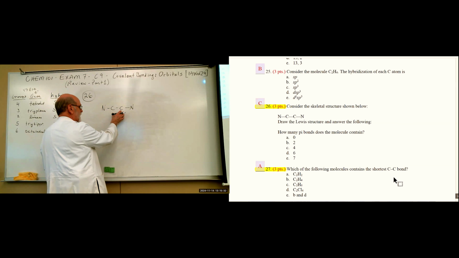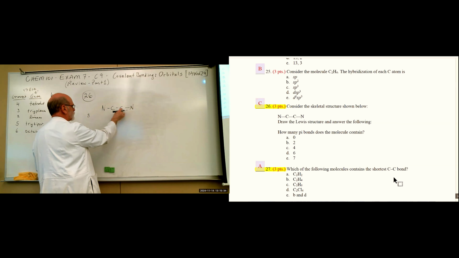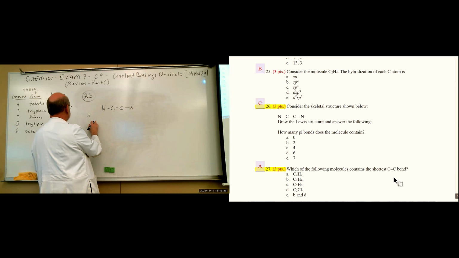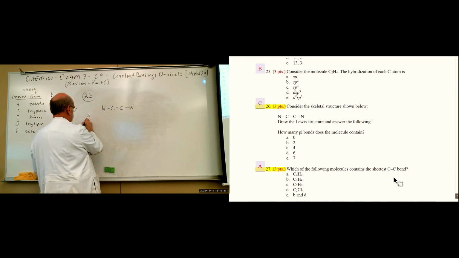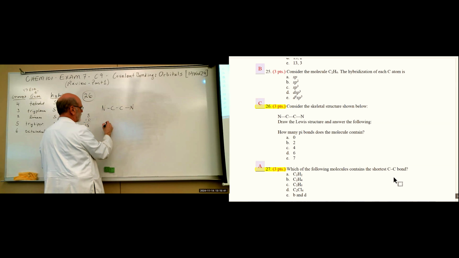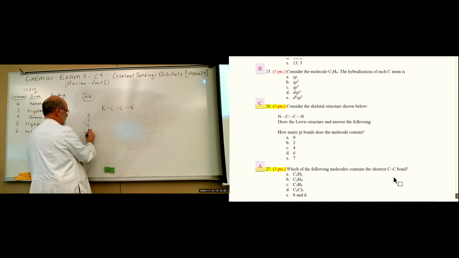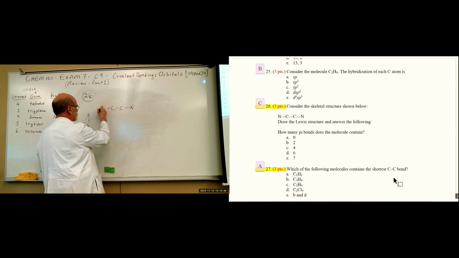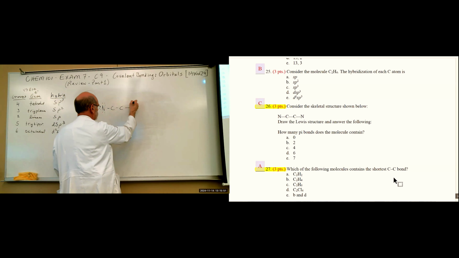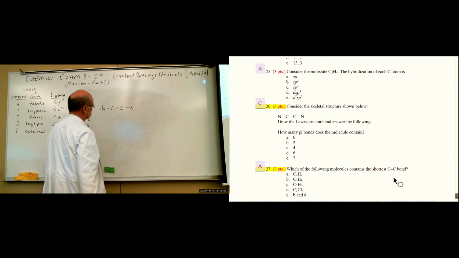So 2 times 4 is 8. And 2 times 5 is 10, right? Yeah. So that's 18 electrons. So we're going to go 2, 4, 6. Those have already been used up. That means we have 12 electrons. 2, 4, 6, 8, 10, 12.